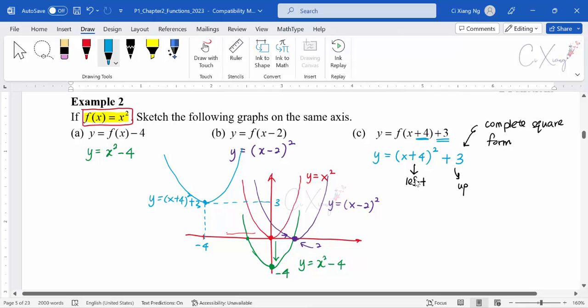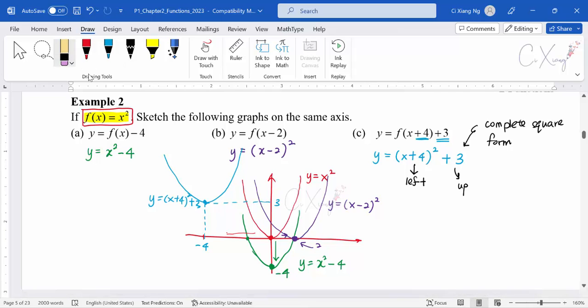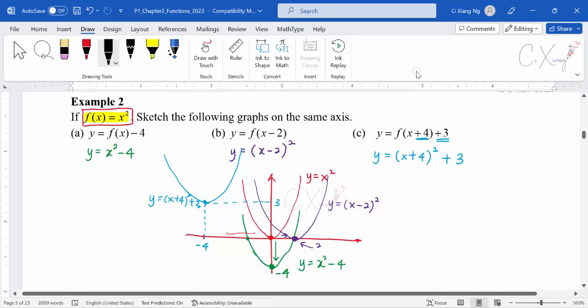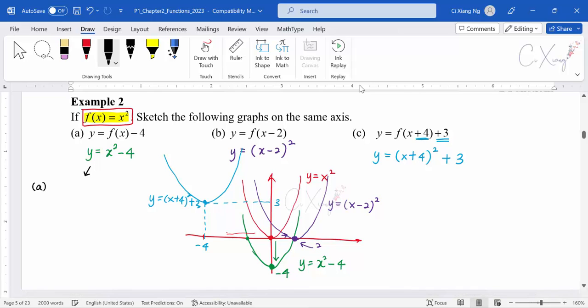Okay, alright, and then now, after we know how to sketch all the graphs also, let's try to describe the transformation in a sentence. So I will just take all this as an example. For part A, if I have something like this, when I want to explain or describe the transformation involved, then basically you can write in this way. So you can write it like this.